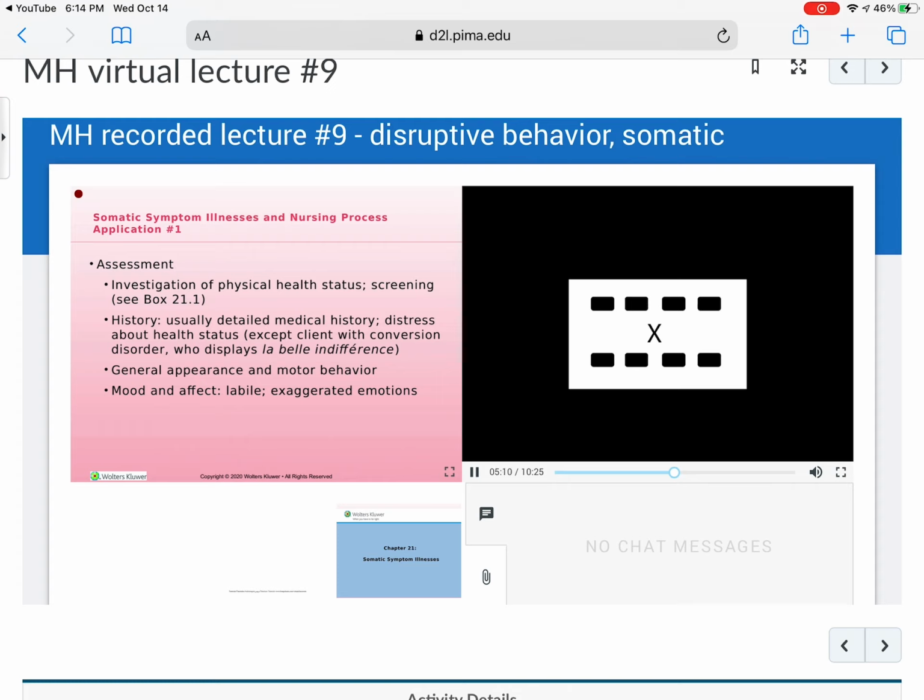Look at their history. Find out not only what is going on with them physically, but what's been going on with them emotionally and mentally. All right, look at their general appearance. What's their motor behavior like? Are they walking like they're in pain? Are they walking like there's something wrong with their back? Or are they walking normally and don't appear to be in any type of distress?